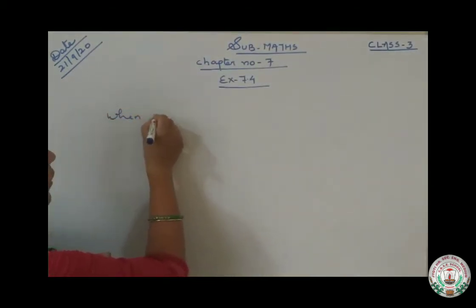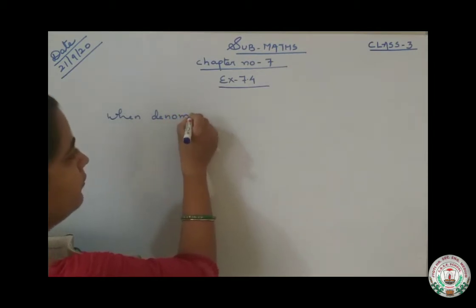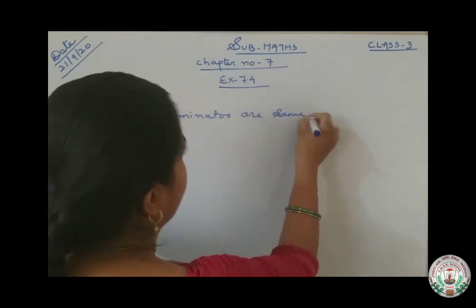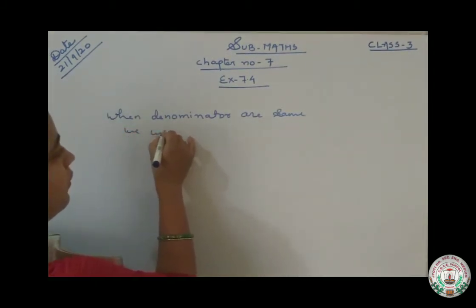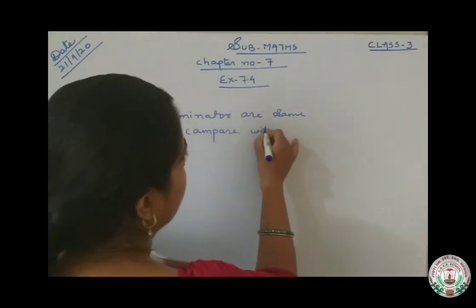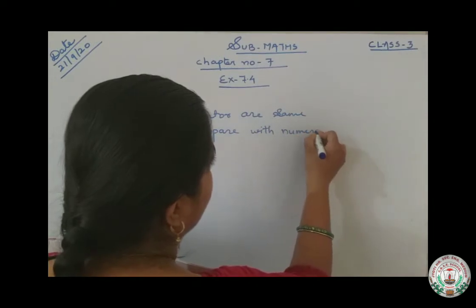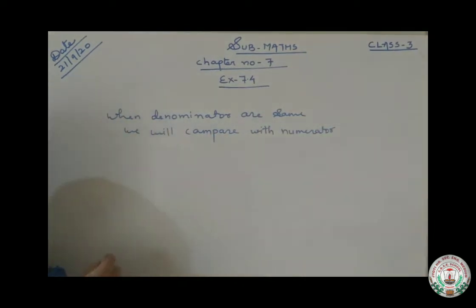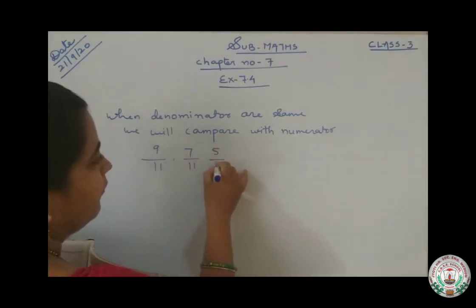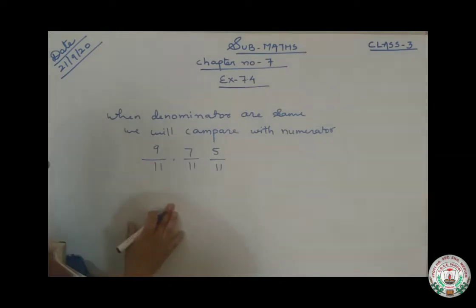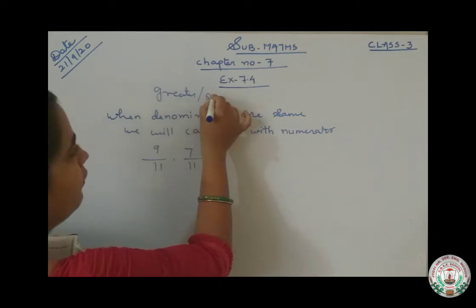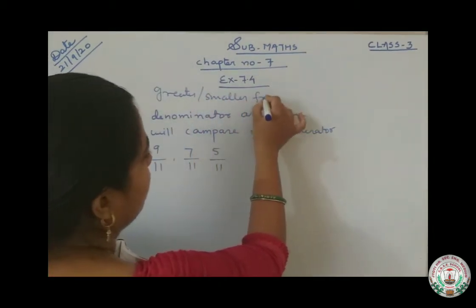When denominators are same, we will compare with our numerator. Which one is greater or which one is smaller? Both for greater and smaller fraction, this is applicable.